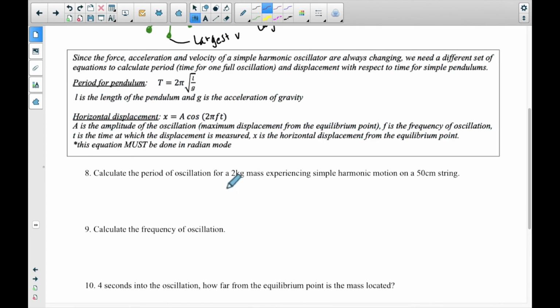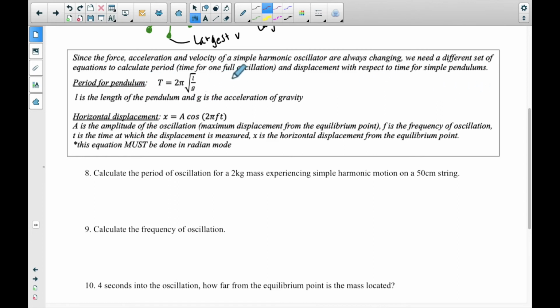Okay, so like I said, all of that was review. This is the new part. We now have a formula for the period of a pendulum. We basically talked a little bit about this when we did our pendulum lab. But let's just take a look. Since the force, acceleration, and velocity of a simple harmonic oscillator are always changing, we need a different set of equations to calculate the period, the time for one full oscillation, and displacement with respect to time for simple pendulums.